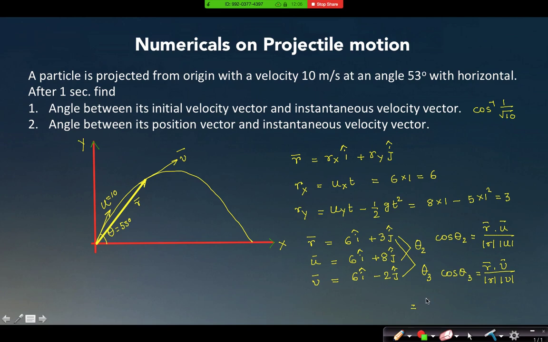What is R dot V? R dot V is 36 minus 6, which is 30. What is the modulus of R? 36 and 9, that is 45, so 3 root 5. And the modulus of V is 2 root 10. So 3 root 5 into 2 root 10 gives 30 root 2, so cos theta 3 is 1 by root 2. So yes, your answer for the second question should be 45 degrees.